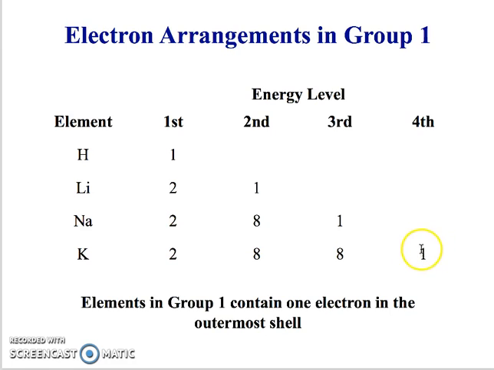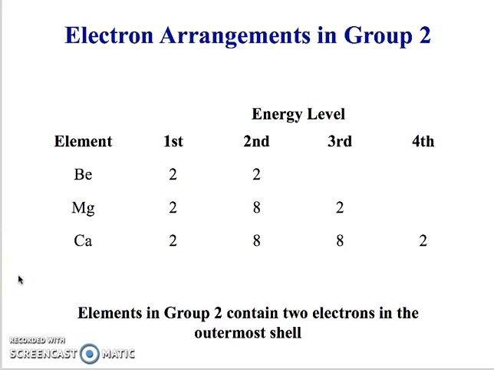This lonely electron that is in the outermost shell is what we call our valence electron. So the last electron in any shell, the last one where we have just 1 electron floating out there on its own, that is called our valence electron.